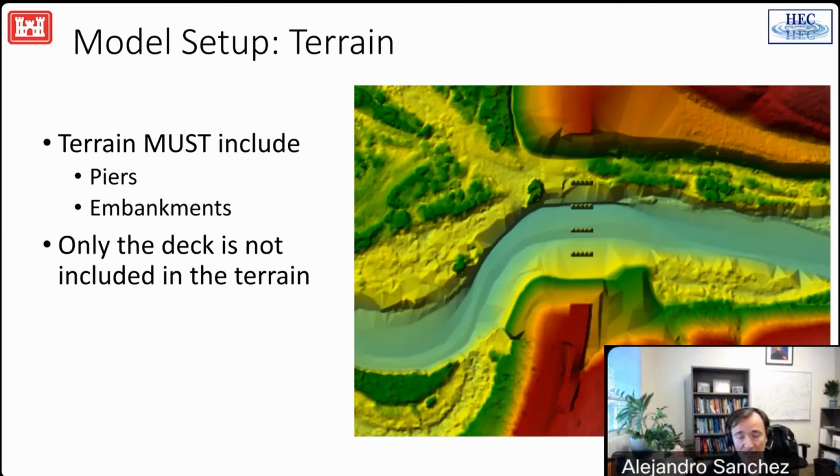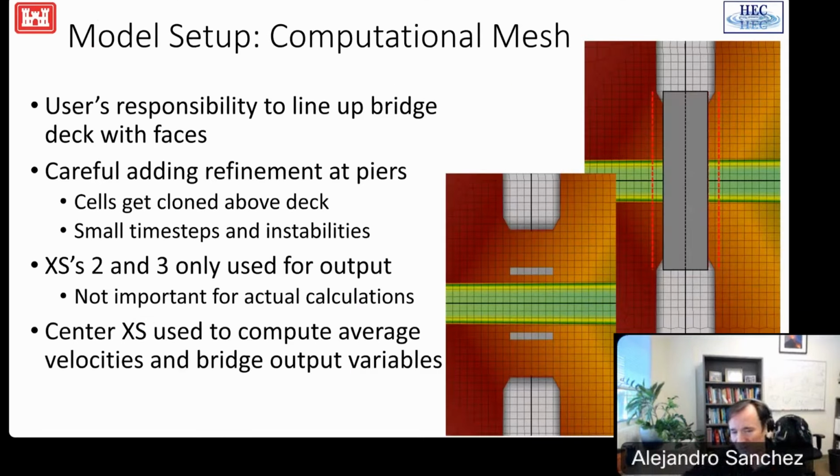And only the deck is not included in the terrain, obviously because we use a two-dimensional surface to capture the bathymetry. So now I'm going to talk about some subtleties in how you set up the mesh for this 2D by 2 approach. As I said before, we clone the mesh that's underneath the bridge deck, which means it's the user's responsibility to make sure that there are faces that line up with the bridge edge.